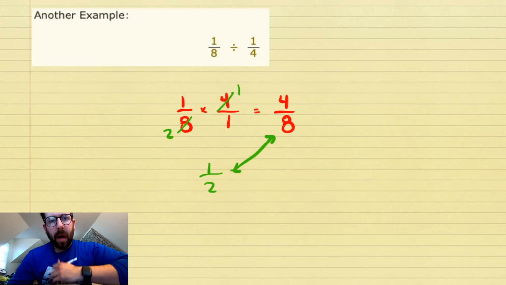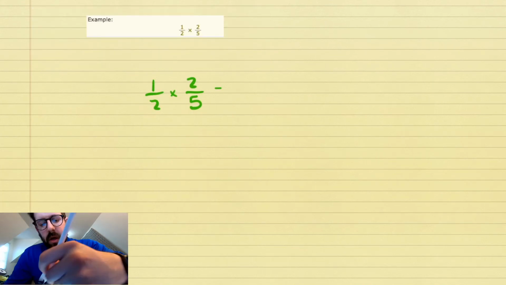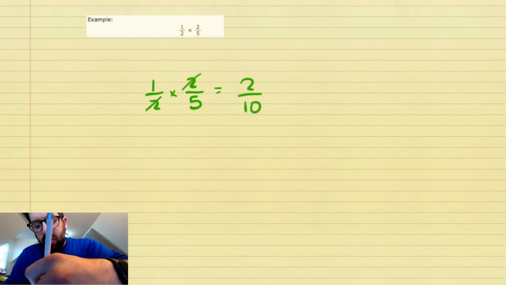And the last one here, we have this. I can multiply straight across, get 2 over 10, or if you wanted to simplify these, divide these both by 2, I can get 1 over 5. It's the same fraction. These are the same answer.